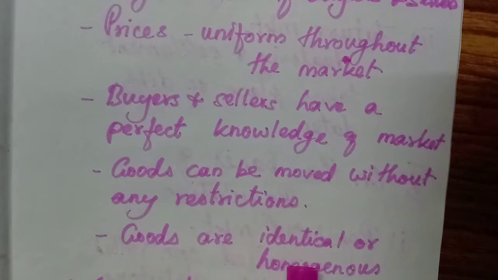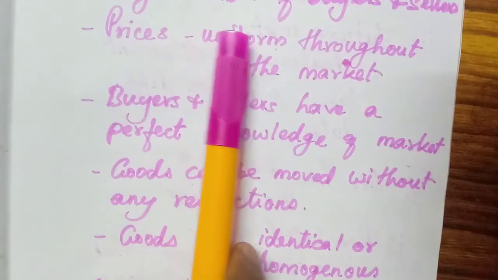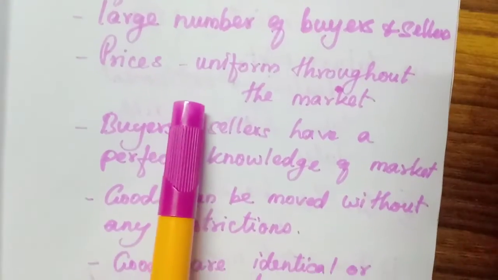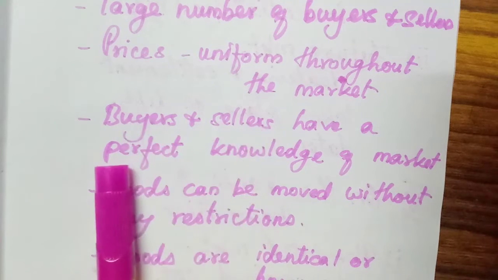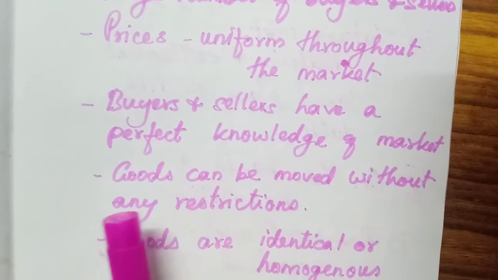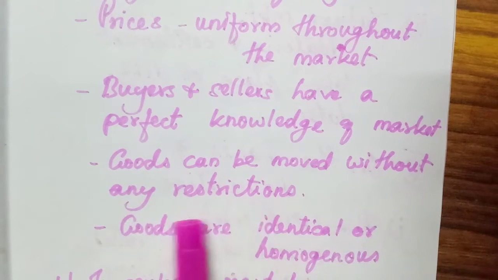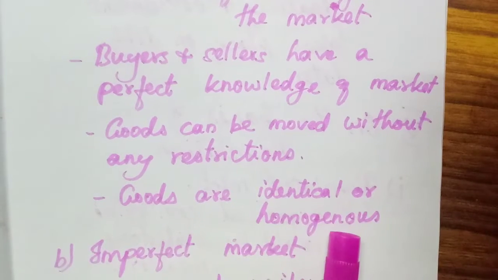Then the goods will be identical, the same product or homogeneous. The same type of products only will be there. That is called a perfect market. Five points: a large number of buyers and sellers will be there. The prices will be uniform throughout the market. The buyers and sellers have perfect knowledge about the market. Goods can be moved from one place to another without any restriction, freely. The goods are identical or homogeneous.